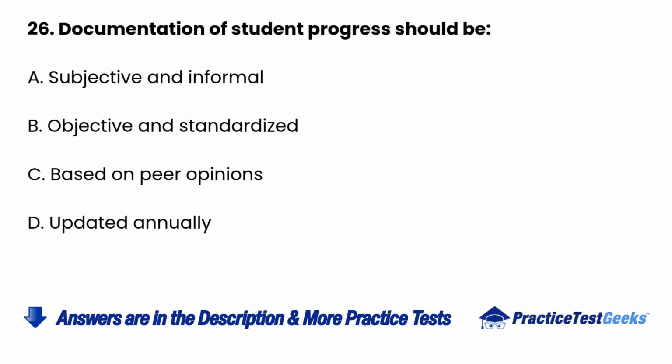26. Documentation of student progress should be A. Subjective and informal. B. Objective and standardized. C. Based on peer opinions. D. Updated annually.